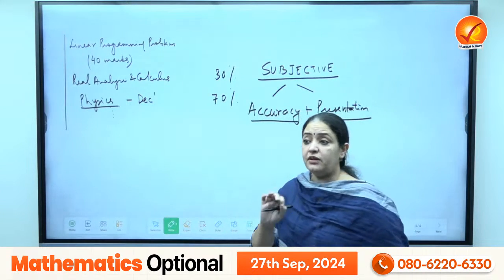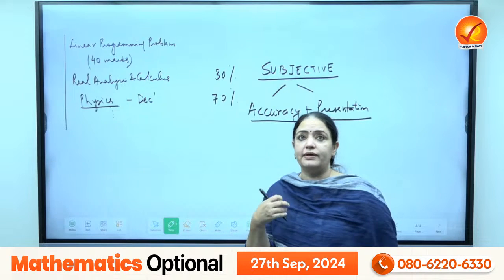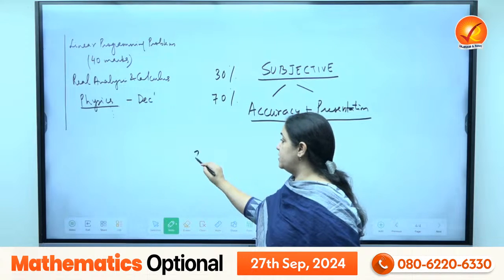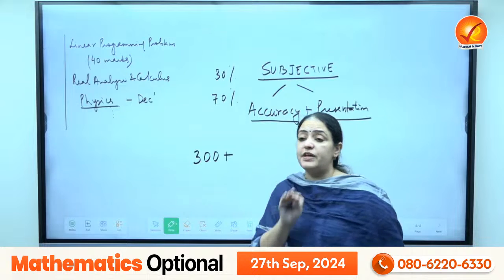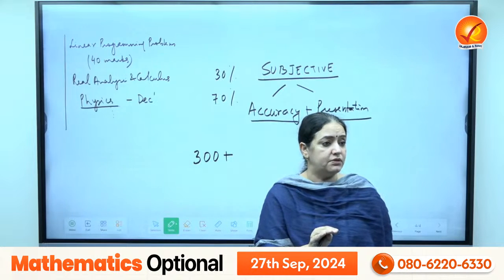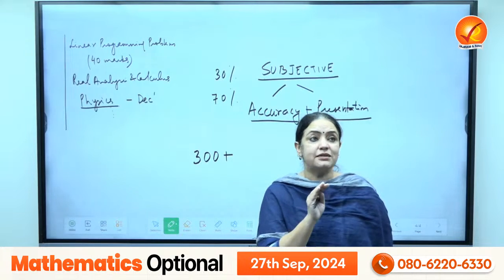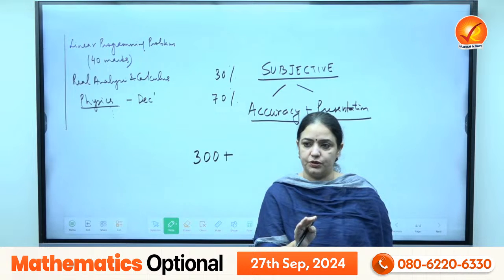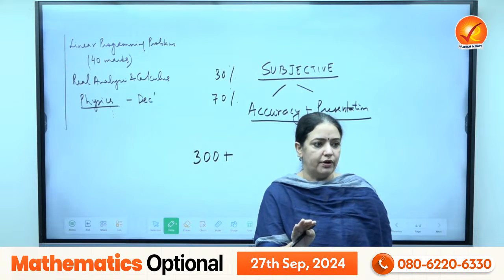To be very fair and very objective, and not to show my extra love for the subject, I'm going to say a 300 plus is very, very possible and very, very doable. It's very doable, which is an excellent score given the optional paper. Okay, 300 out of 500 is damn good, right?